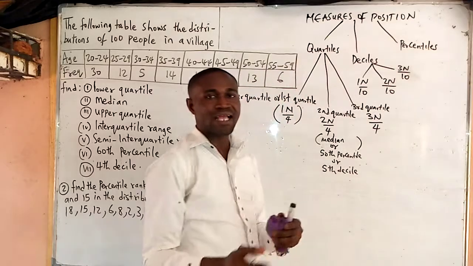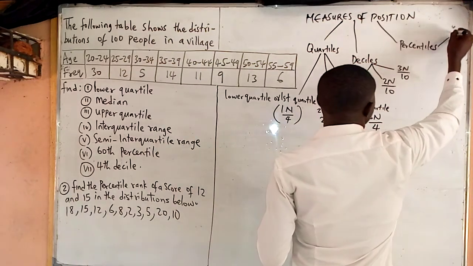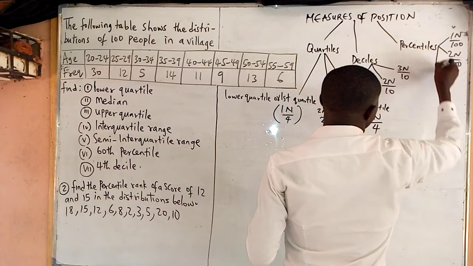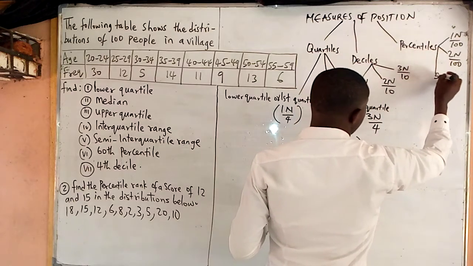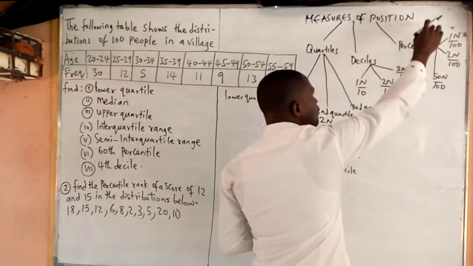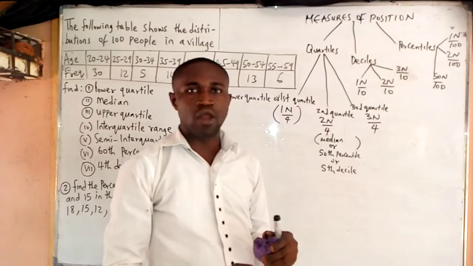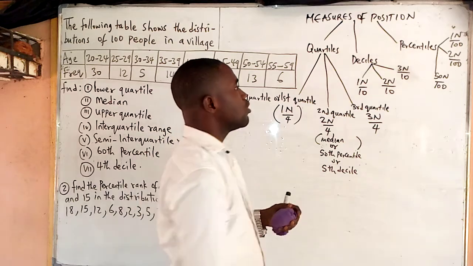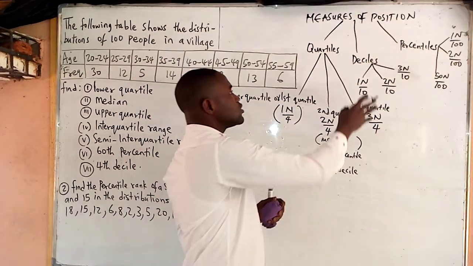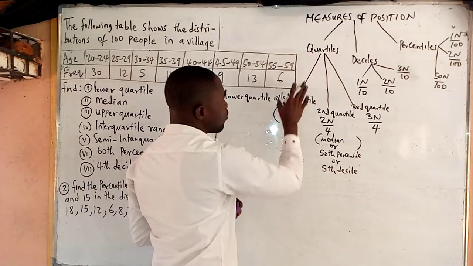Then we come to percentile. Percentile simply means divide the total frequency by 100. So, first percentile will be 1n over 100. Second percentile will be 2n over 100. 50th percentile is 50n over 100. 100th percentile, 100n over 100, and so on. So when you are dividing the total frequency by 100, you are getting percentile. When you are dividing the total frequency by 10, you are getting decile. When you are dividing total frequency by 4, you are getting quartiles.